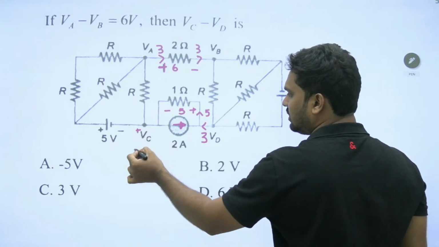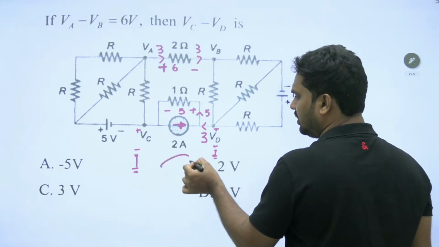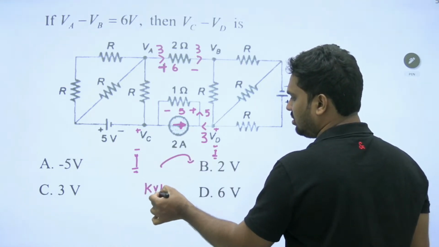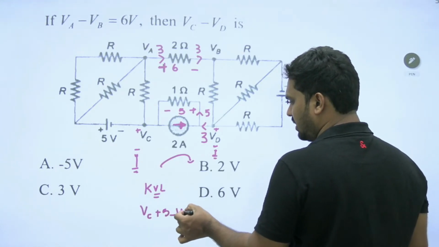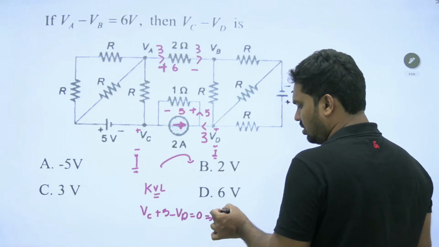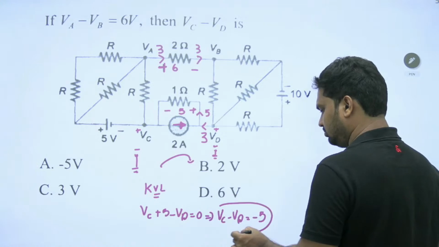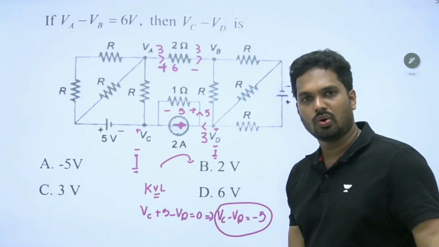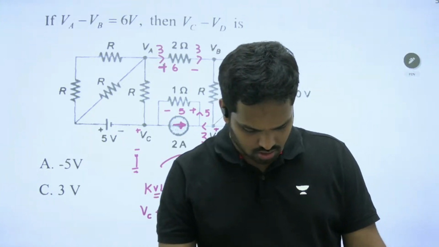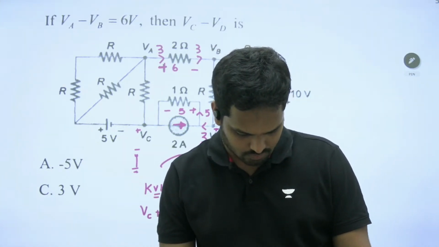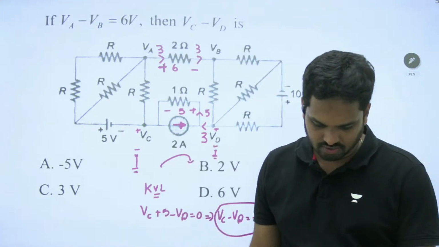So here if you take this as VC and this as VD, apply the KVL loop equation: VC plus 5 minus VD equals 0. So your VC minus VD is minus 5. Okay, very good. Surya, Varshith, Vikram and Divya, Ravi, everybody gave the right answer.